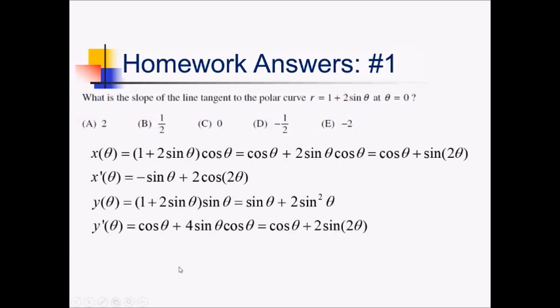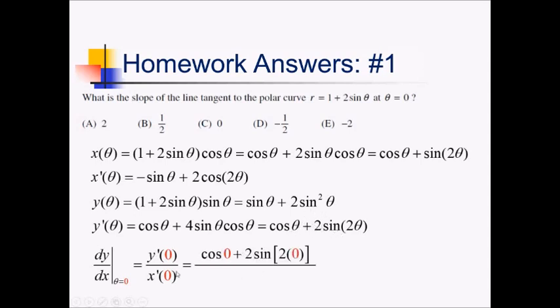So in general, we're going to have y prime of 0 over x prime of 0 if I'm trying to evaluate the derivative, the dy over dx at theta equals 0. This is just our parametric derivative set up here. So y prime of 0, that's going to be 0 plugged in here. So we have cosine of 0 plus 2 times sine of 2 times 0. And now x prime of 0, we're using x prime up here. So negative sine of 0 plus 2 cosine of 2 times 0.